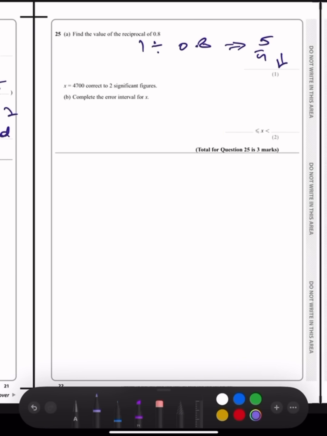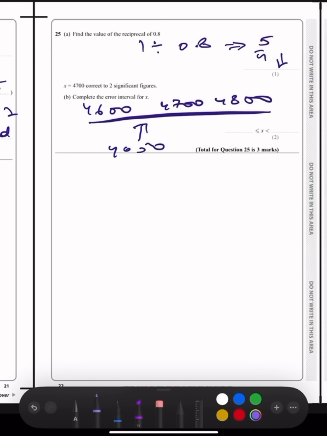In the next one, it says that x is equal to 4700 correct to 2 significant figures. Complete the error interval. So what we do is, with 4700, we write the numbers around it. Let's say 4600, 4700, 4800. Here we know that our middle numbers would be basically 4650 for this one, and for this one 4750. Therefore we know the error interval would be 4650 and 4750. Right? So I hope this question is clear with you guys.